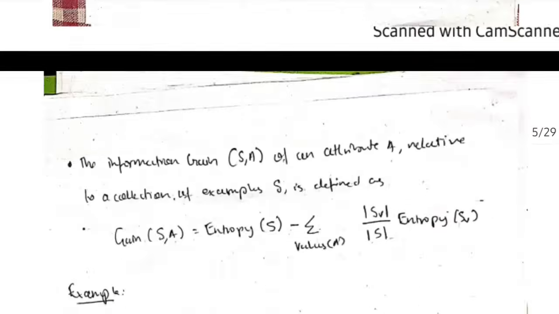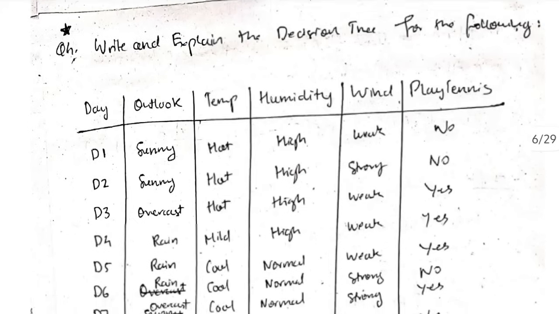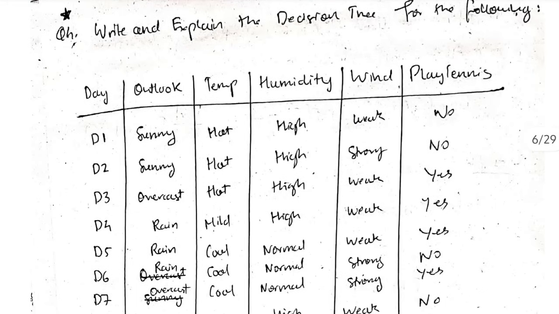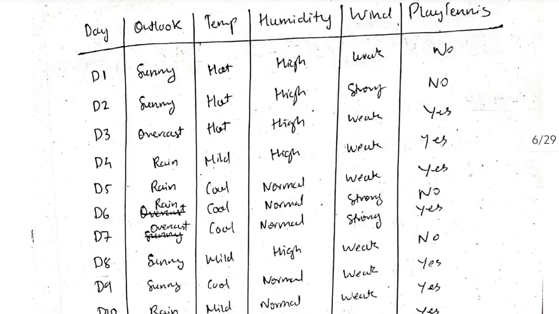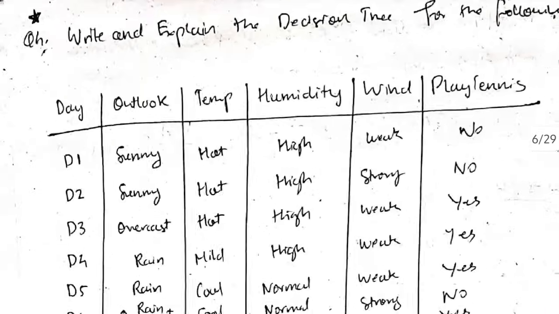The next question is the main question, which is from the question paper: write and explain the decision tree for the following. You have to listen carefully, even if it takes as long as it requires. Let it take as much time as it requires, but you have to understand this concept very well. Spend your time, it will be worth it. Here's a table. How many rows are there? 14 rows are there.